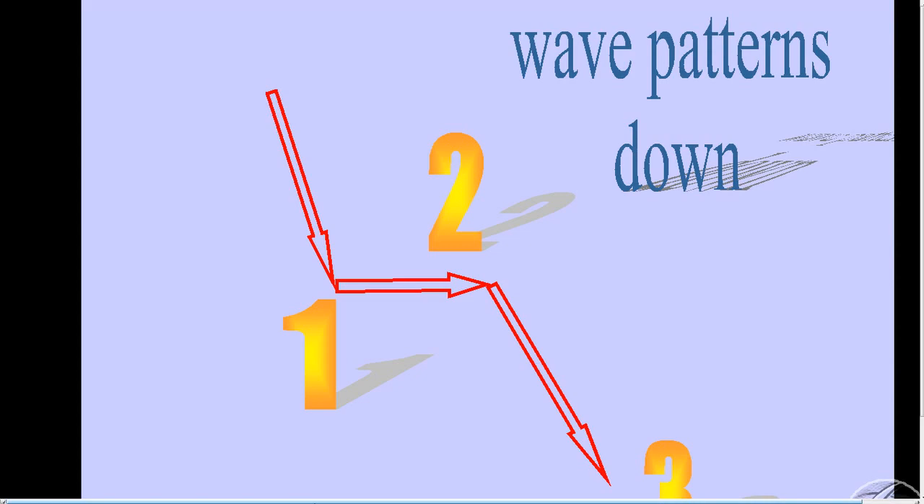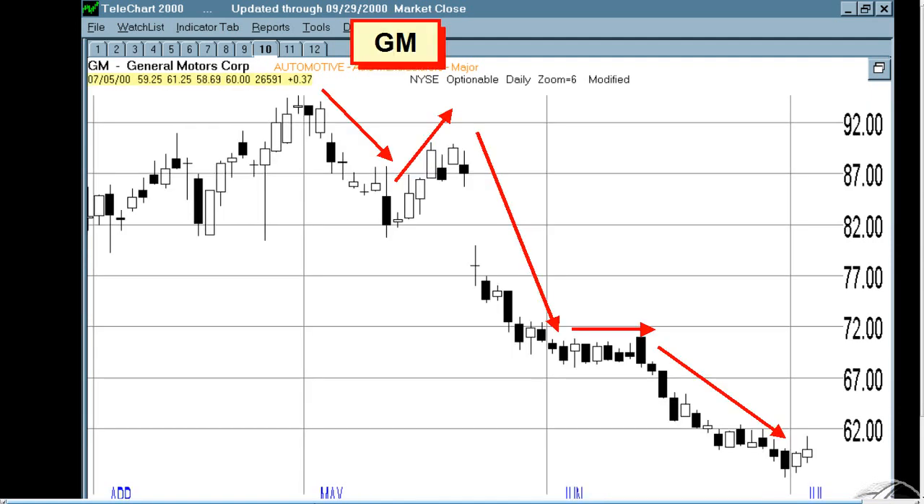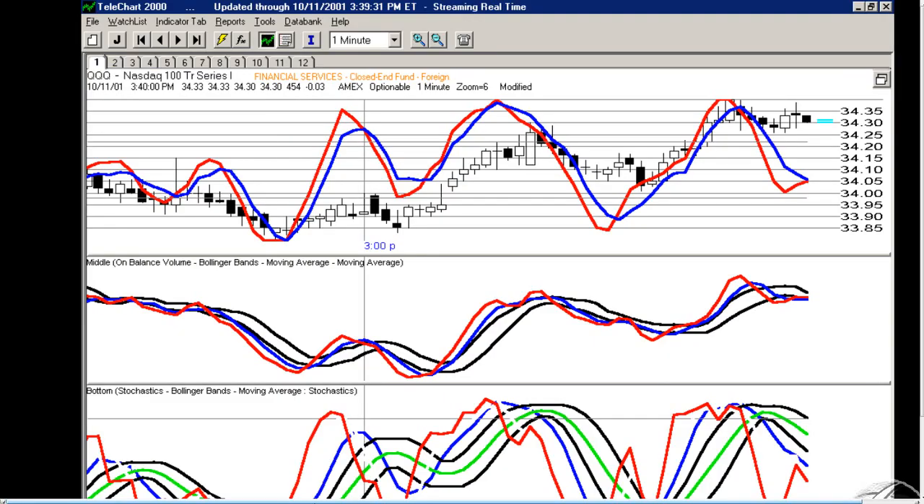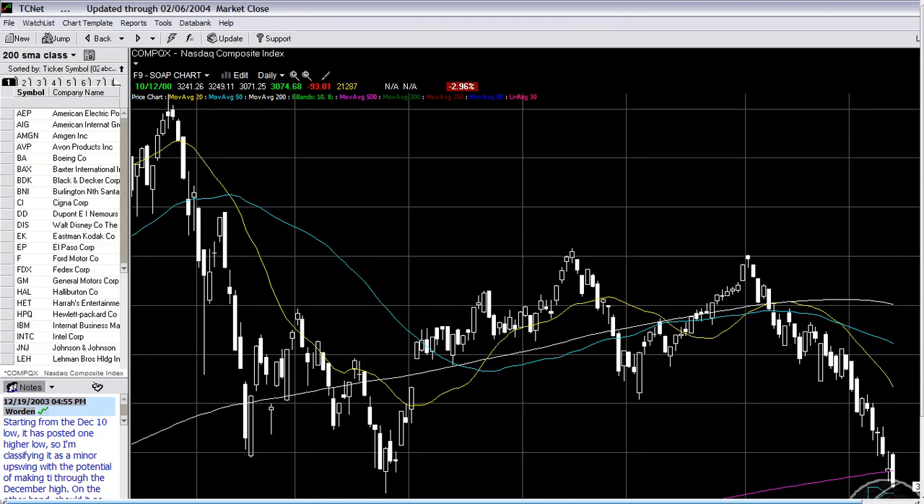So there's our other pattern, is just to go sideways, go down, go sideways like General Motors. GM, another pattern on General Motors. And that's it. So we'll go back to our charts, modern history.